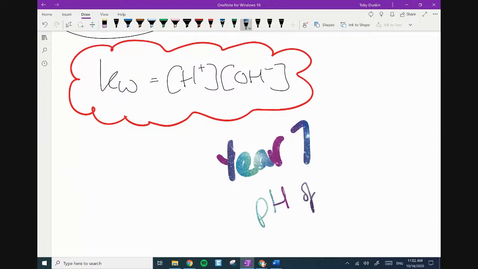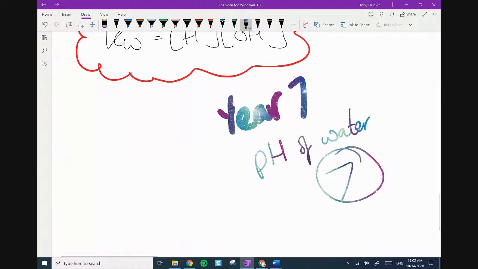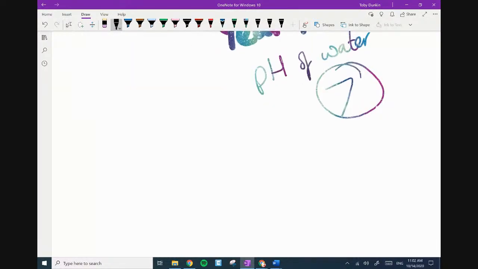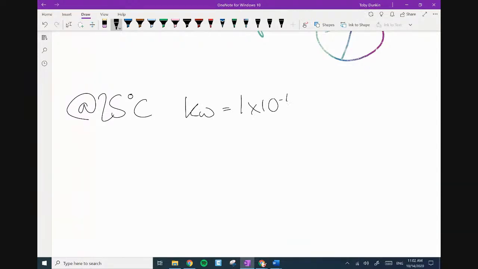pH of water is 7. Now, at this point, woo, it's the same as the year group. It's cool. I'll stop. So the pH of water is 7. Well, now we can prove this. Check this out. So at 25 degrees Celsius, I gave you a Kw value. Kw equals 1 times 10 to the minus 14.